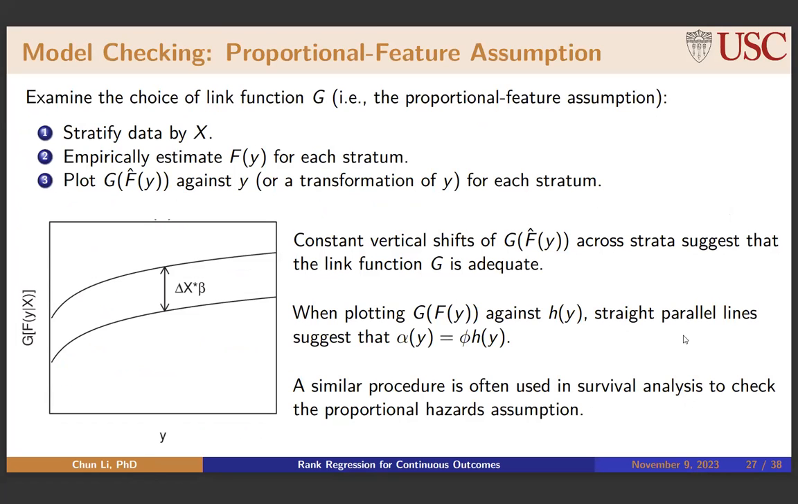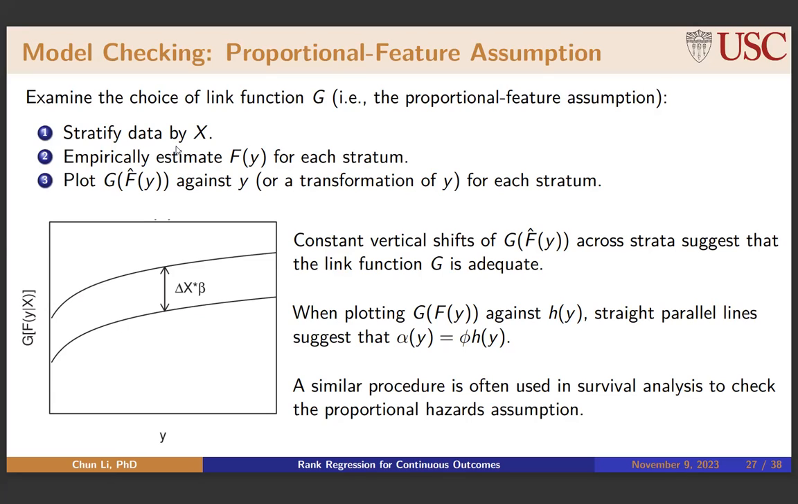The model can be checked because we have a specified link function. That link function essentially corresponds to a proportional feature. The feature could be anything: it could be the hazard function, it could be odds, it could be some other things, but we specify it. But you can check whether that specification is good. This procedure is essentially the same one people use in survival analysis when checking the proportional hazards model.